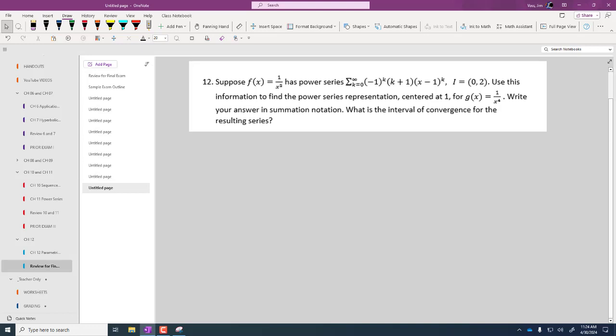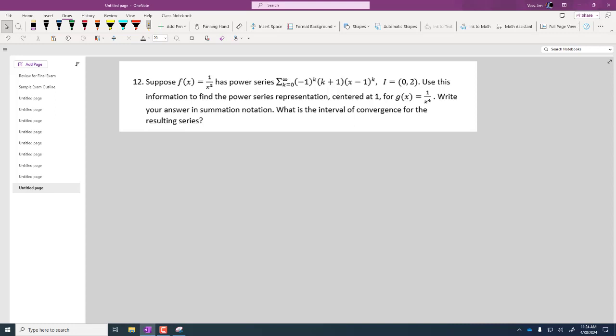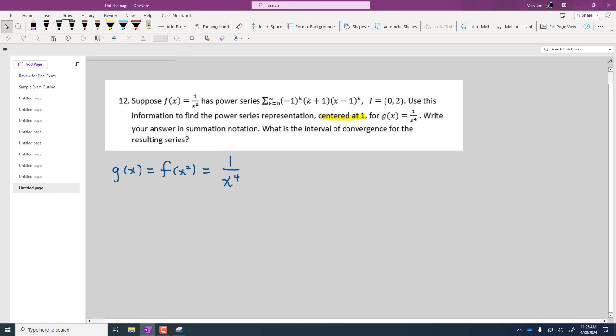Okay, so first off, there's a couple of things I mentioned after the test that I want to reiterate here. We are looking for a power series centered at 1. The first common mistake is to say, oh, I noticed that g of x is just f of x squared, which is 100% true. But if you plug in x squared right there, then you don't have a power series.